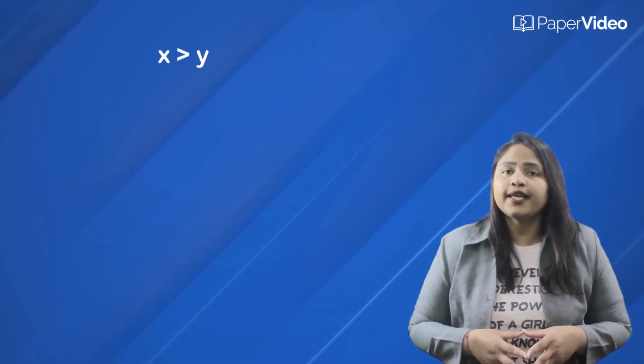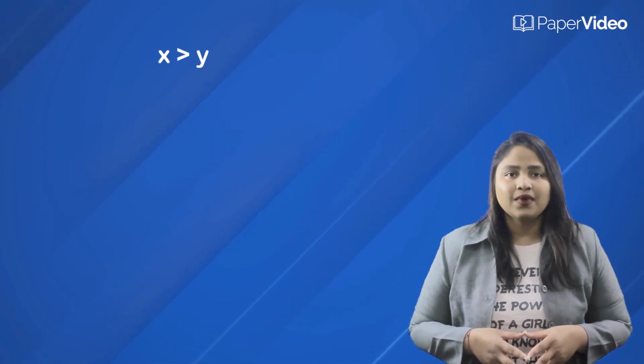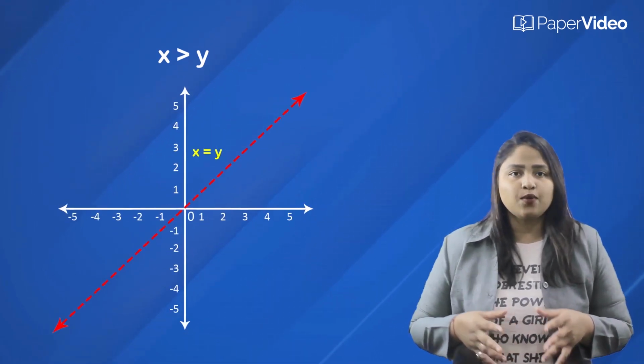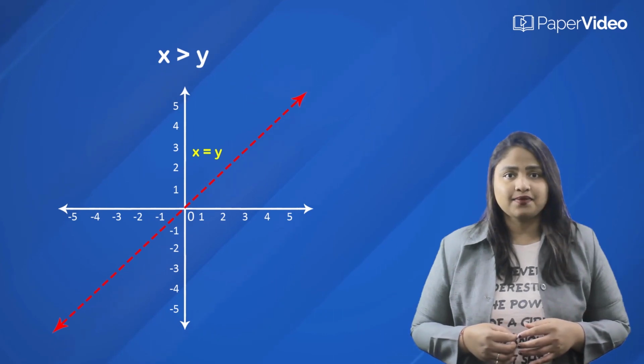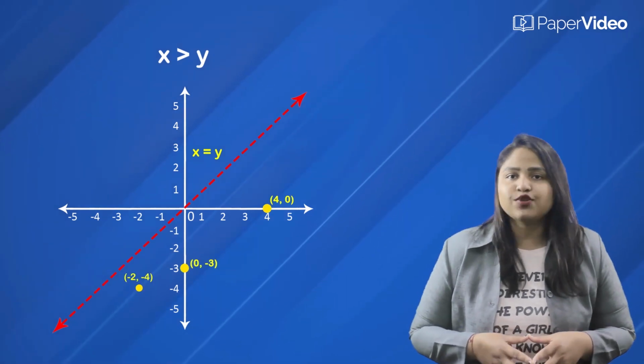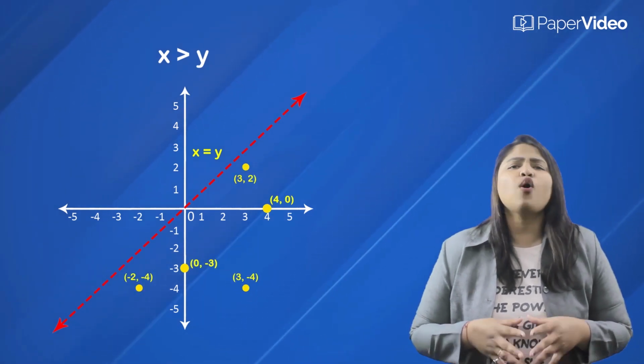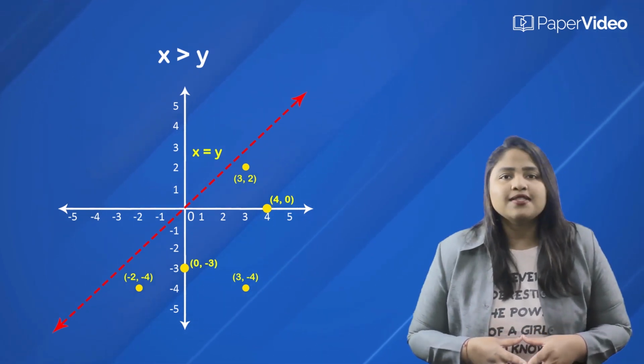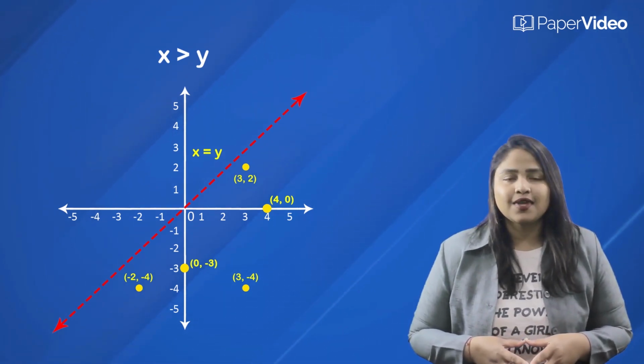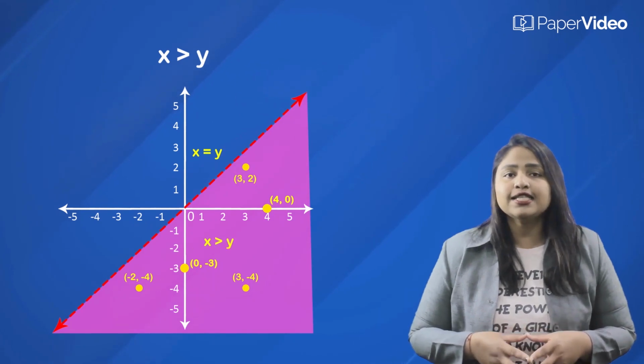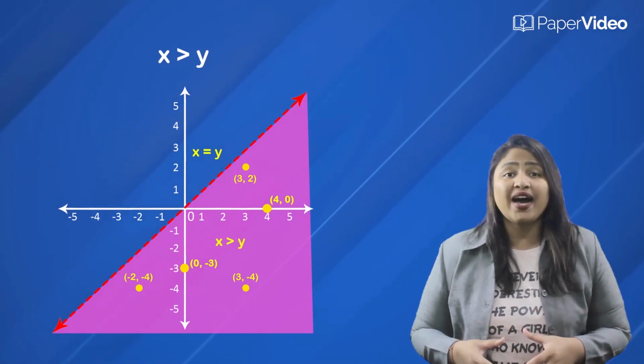Now consider the inequation x greater than y. The graph of the equation x equals y looks like this. The graph given by x greater than y represents a set of all ordered pairs where abscissa is greater than ordinate. Therefore, the shaded region in this graph represents x greater than y.